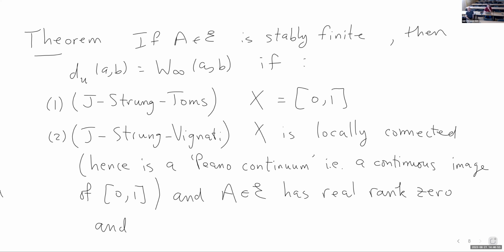I want some conditions on the trace space. So I want the trace simplex to be a Bauer simplex, which means that the extremal boundary is compact. And in fact, I want it also to be finite dimensional, have finite Lebesgue covering dimension.